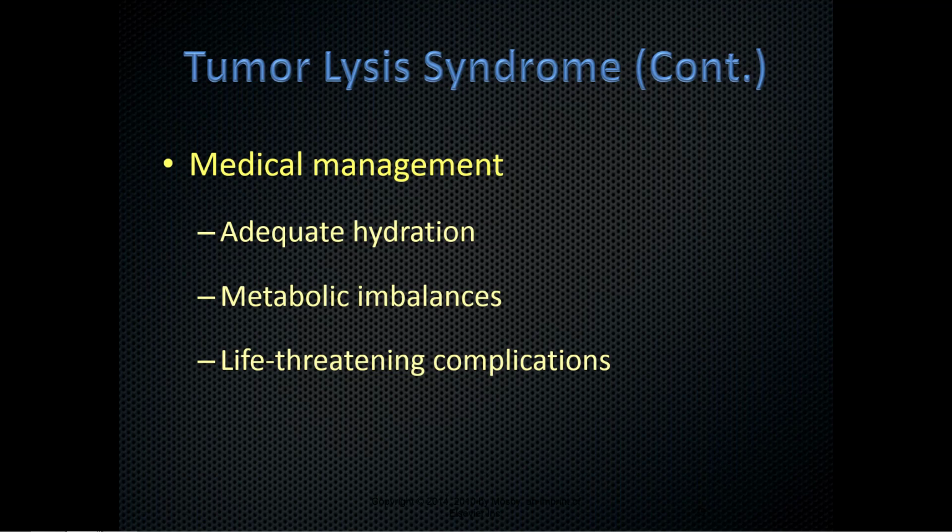The overall medical management focuses on 3 areas: adequate hydration, metabolic imbalance correction, and then treating life-threatening complications. Administration of intravenous fluids may be necessary early in the course, and the administration of normal saline reduces the concentration of all of the electrolyte disturbances and the high levels of uric acid. Electrolytes and arterial blood gases are closely monitored during this time, and dietary restrictions of potassium and phosphorus are necessary to help reduce those levels.